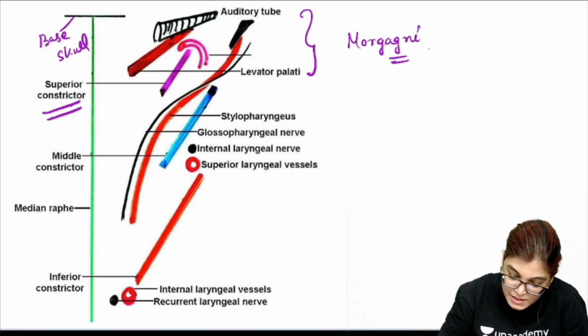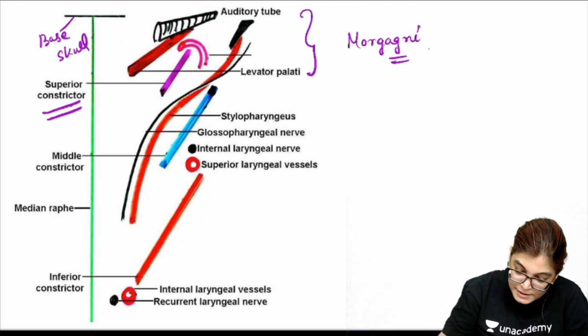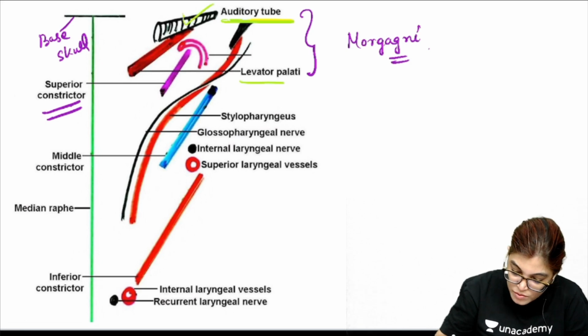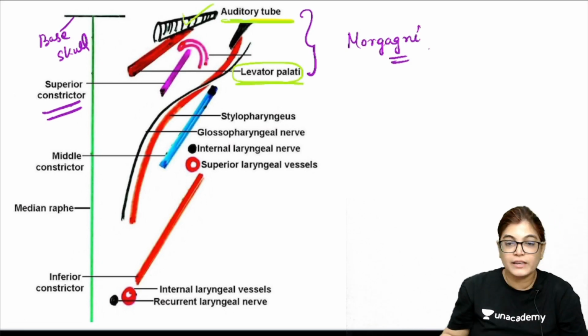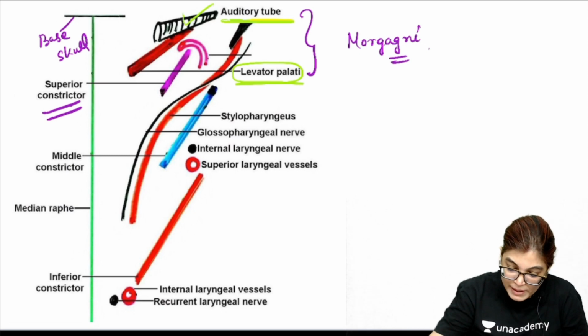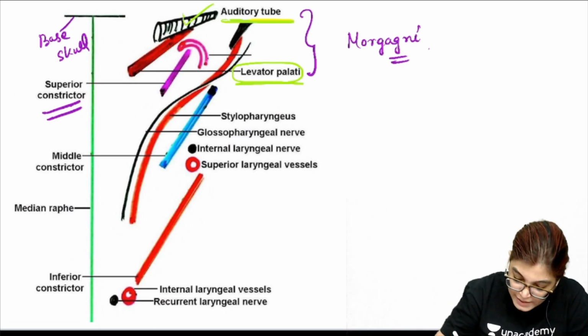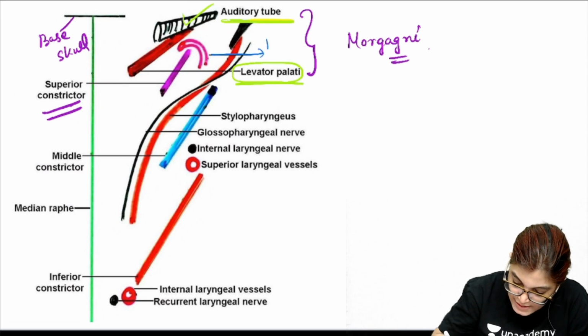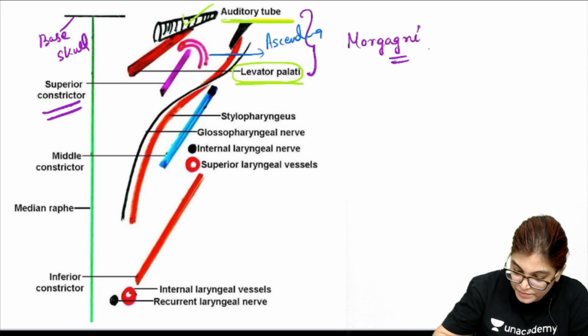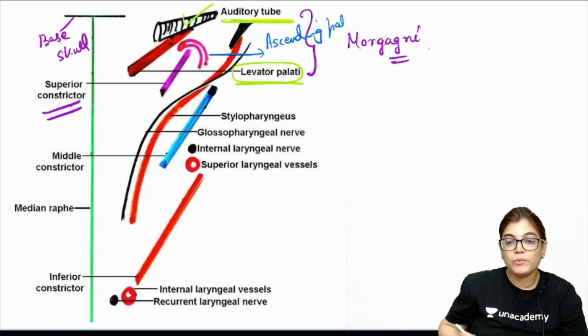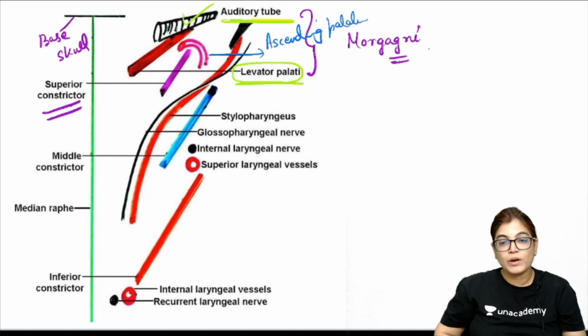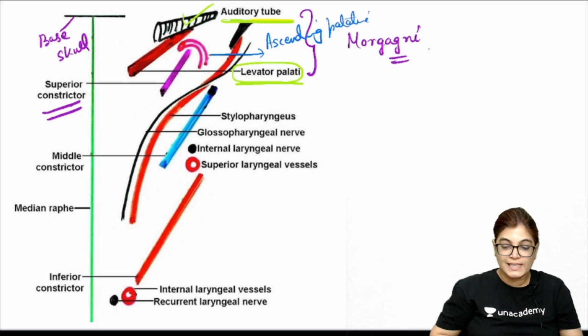The structures passing, shown in this diagram, are the auditory tube, which you can see here. Also one muscle, the levator veli palatini, is there. Other than that, there is the ascending palatine artery. And sometimes the palatine branch of the ascending pharyngeal artery is there.